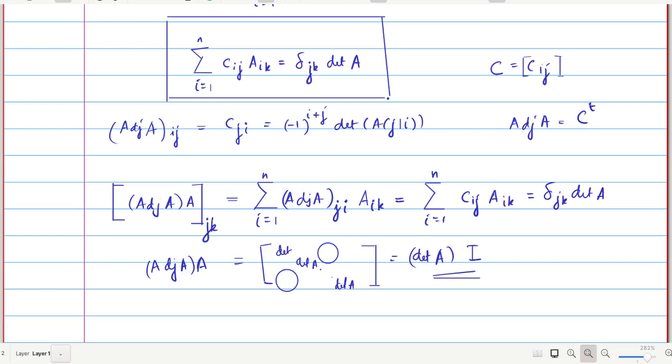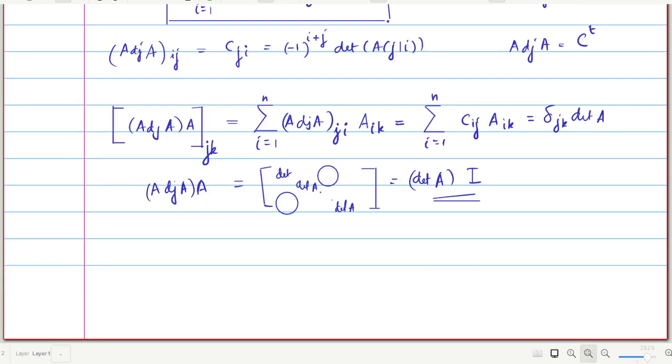So this also shows that A has an inverse, adjoint A divided by determinant of A. That means you can construct the inverse matrix if determinant A is not equal to 0. That we will discuss later. Before that, we can identify the equality.